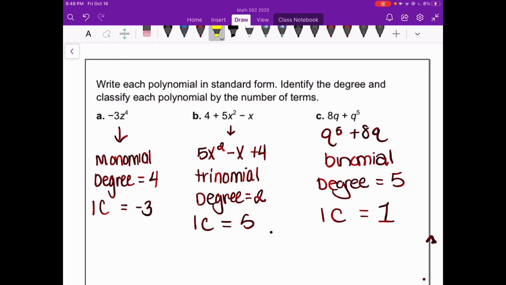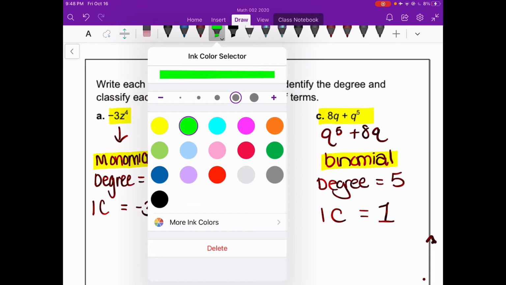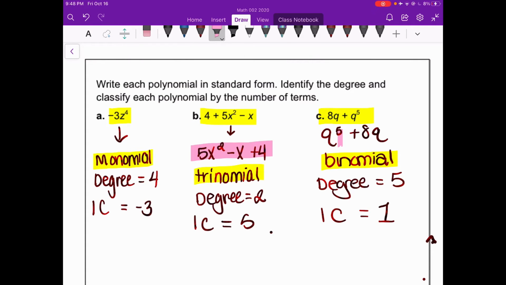So hopefully you checked your answers. This here's a monomial, there's 1 term. Trinomial because there's 3 terms. Binomial because there's 2 terms. The second 2 we had to rewrite in order from highest power to lowest so that we can name its degree. The degree of the first one is 4 because 4 is in the exponent. The leading coefficient, the number in front, is -3. Leading coefficient here is 5, and the degree is 2. Degree here is 5, and the leading coefficient is 1.